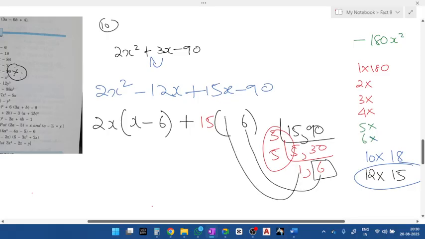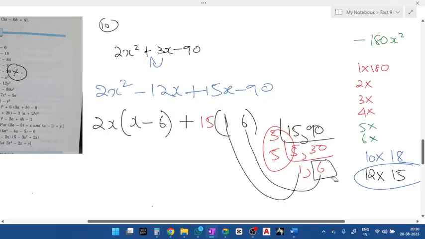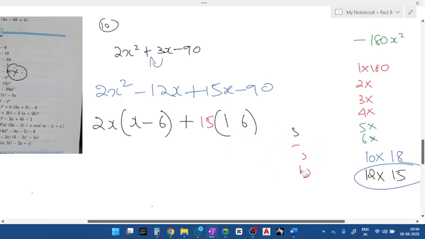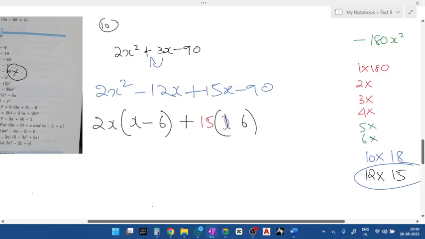1 is left here. The remainders will go inside the bracket. Simple. Whatever remainders are there, that will be inside the bracket. 1 and 6. Okay. Which sign should I put? Yes, x minus 6 into 2x plus 50. That's it.